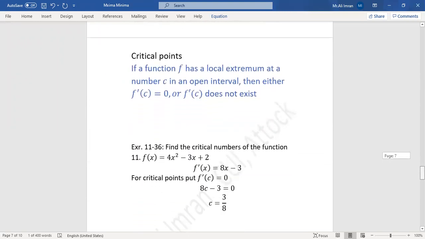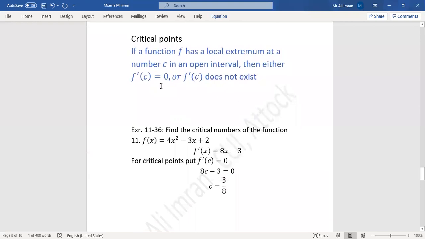Now let's proceed toward the next definition, critical point. If f has a local extremum at number c in an open interval, then either f prime of c is equal to 0 or f prime of c does not exist. It means that if a function has a maximum or minimum value, then we can find that value by putting f prime of c is equal to 0, or we can find all those points where the derivative does not exist.